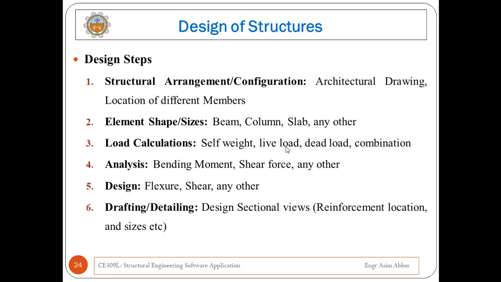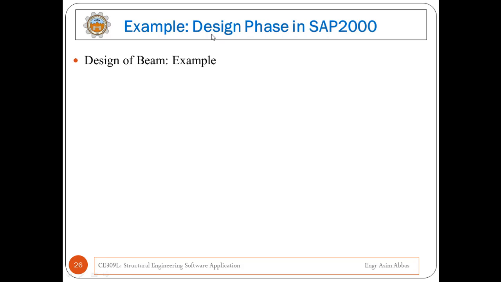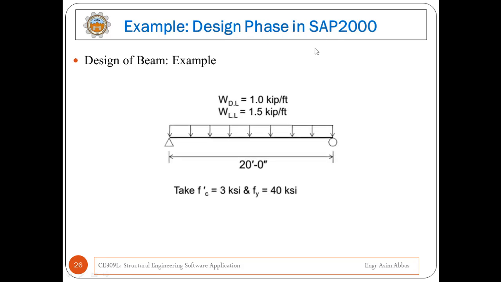Okay, once the design is completed, the last step is the drafting and detailing of your design, to develop the design sectional views, reinforcement locations and sizes, etc. Design of a beam involves the following formulas in order to calculate the reinforcement. Consider the example in order to understand the design phase in SAP2000, and this is the beam. First of all, I will design this beam manually and then I will solve it in SAP2000.